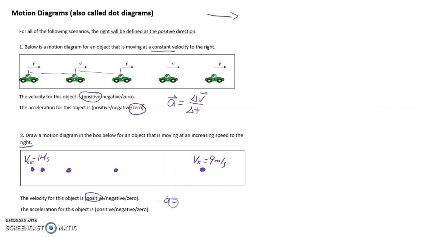So the acceleration is equal to 9 meters per second minus 1 meter per second over 4 seconds. And so that is going to be a positive number. So we can see that the acceleration is positive. And if you want a number, there's 8, and so that's 8 divided by 4. So that's 2 meters per second squared. Let's go on to case 3.